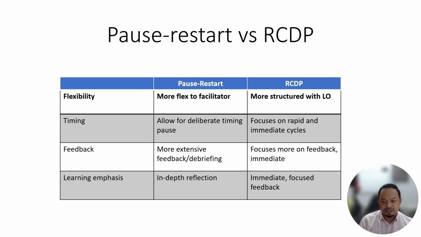Whereas RCDP is quite structured because you have to follow the LOs. You're going to stop according to your learning objectives. In terms of timing, pause restart allows for a deliberate timing pause for the facilitator to debrief the participant. Whereas RCDP is immediate, rapid and short feedback. In terms of feedback, in pause restart, you can give more extensive feedback or debriefing. Whereas in RCDP, it's just brief feedback.